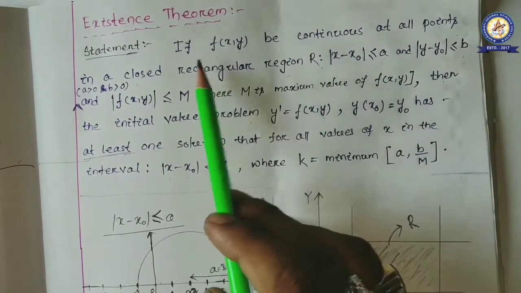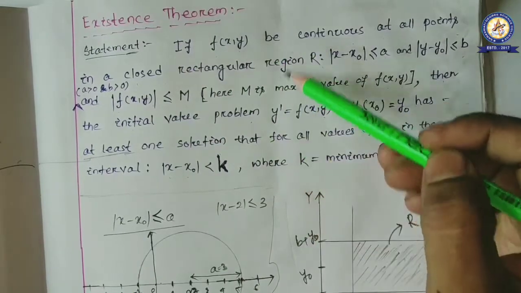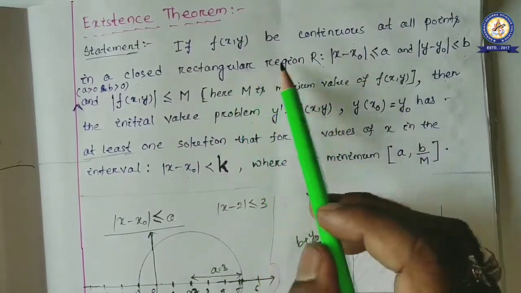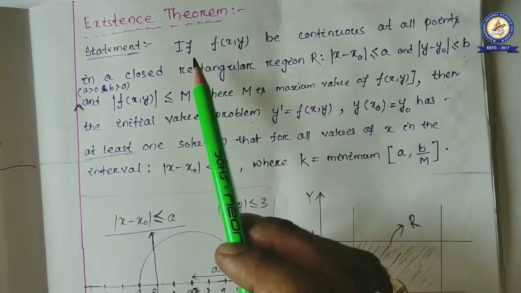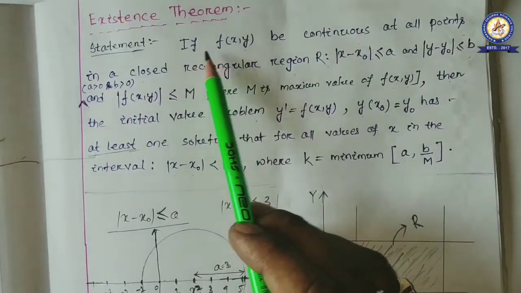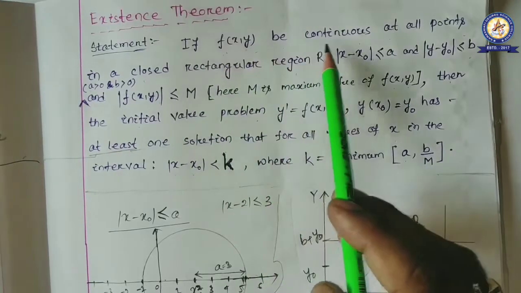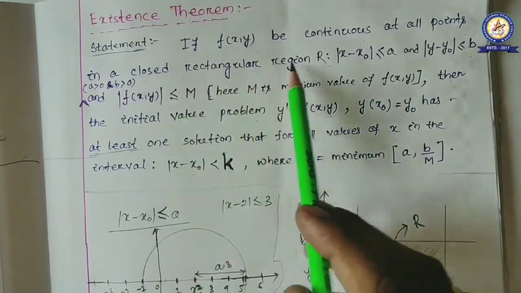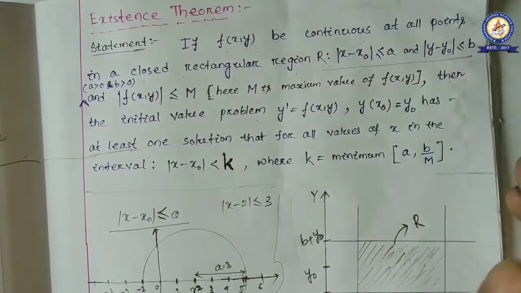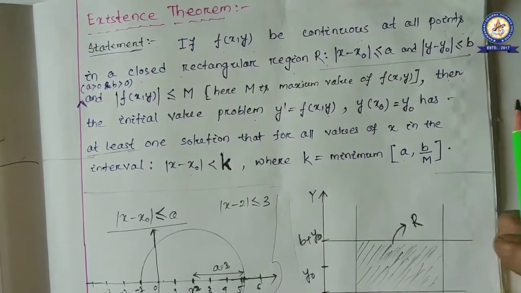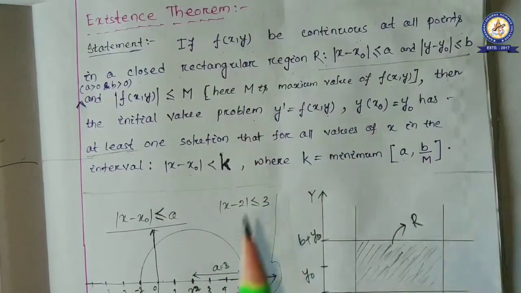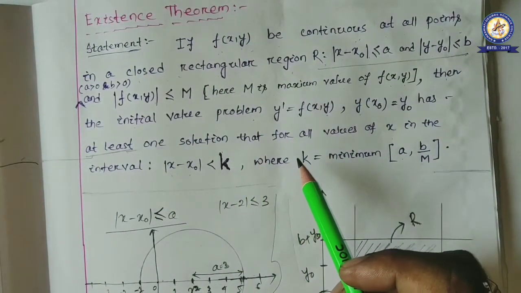From the initial part I am going to study. Again we have to try to understand each and every line. Here f(x,y) is continuous at any point in the closed rectangular region. Up to this much we first have to understand. So we have to consider a function which is continuous in this region.